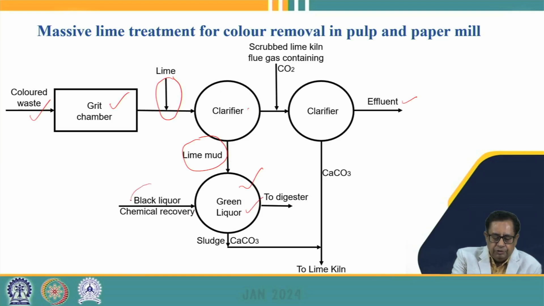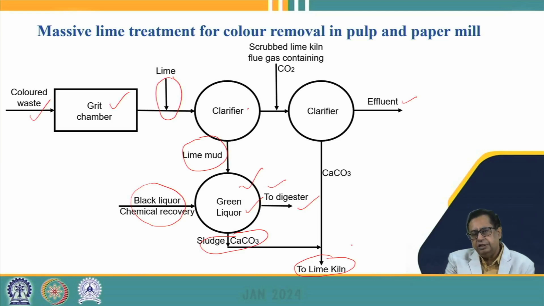And this green liquor, which we get from the recovery from the black liquor, after addition of the lime turns into the white liquor, which is taken to the digester for the digestion process. And the sludge generated from here may contain a lot of calcium carbonate, so this may be taken to the lime kiln for the calcination process and the recovery of the lime.